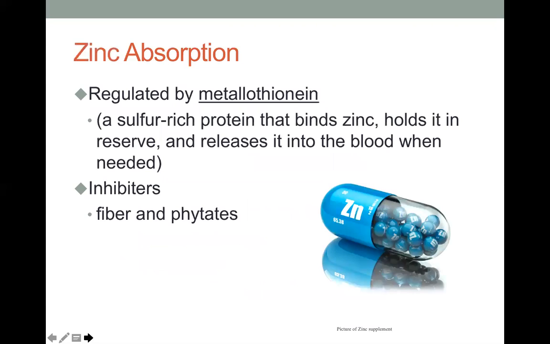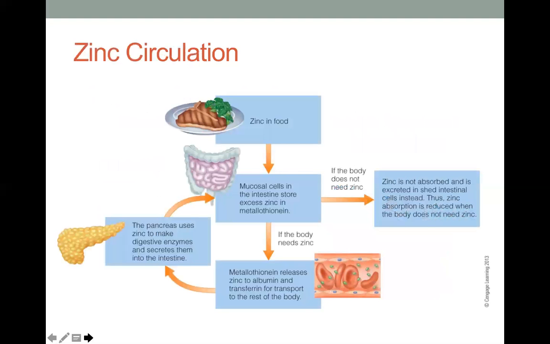Zinc absorption is regulated by something called metallothionein, and zinc is kind of similar to iron in the way that it's regulated as far as absorption goes. It's also inhibited by fiber and phytates, which were found in some of the foods I previously discussed for iron. So zinc circulation, again, this picture looks a lot like the one for iron.